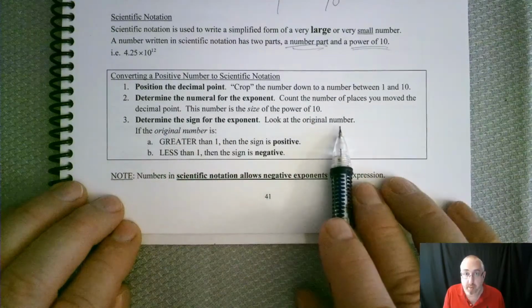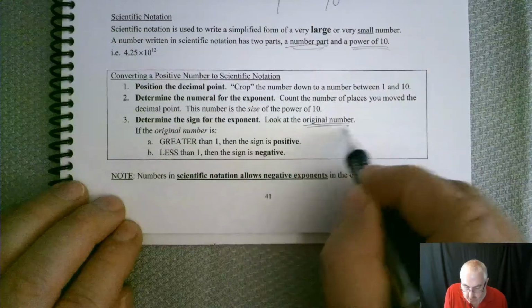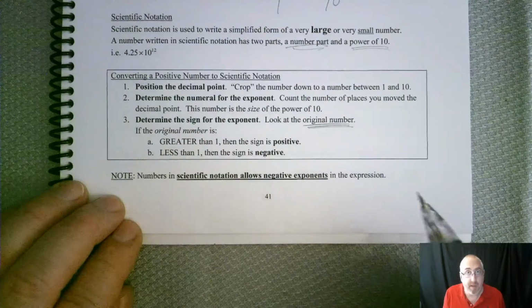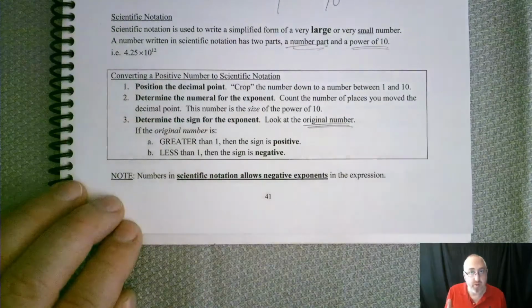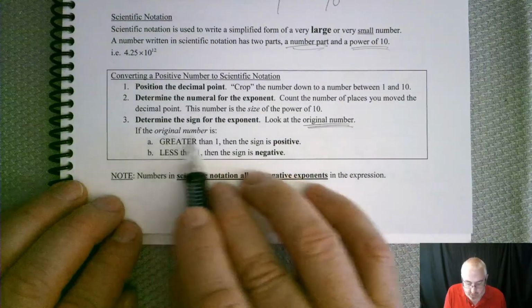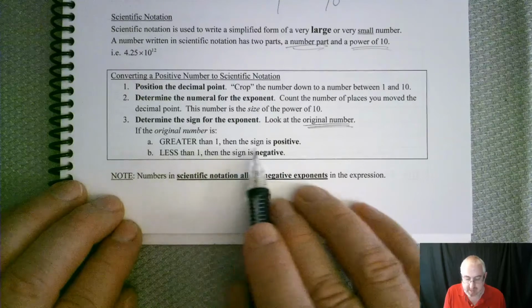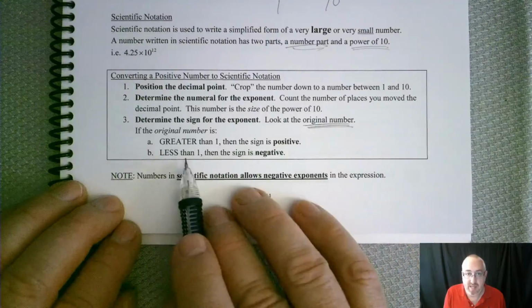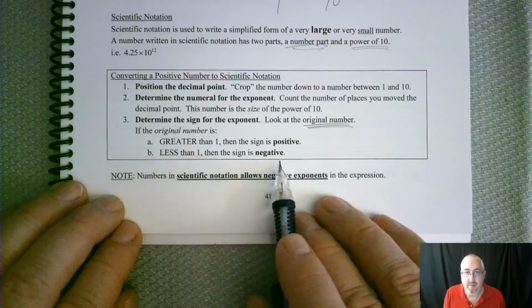Look at the original number. And again, let me stress this: original number, not the number you just made, the original number. If the original number is greater than 1, then the sign is positive. If it's less than 1, then the sign is negative.